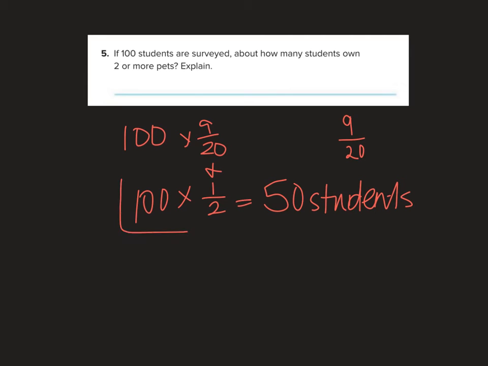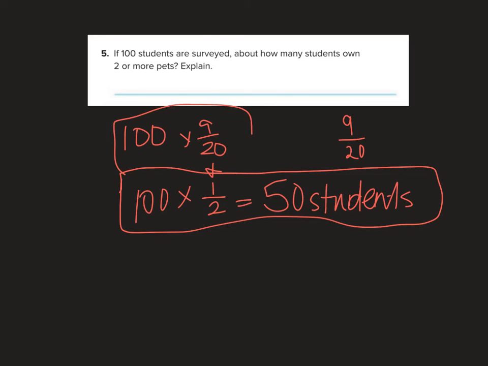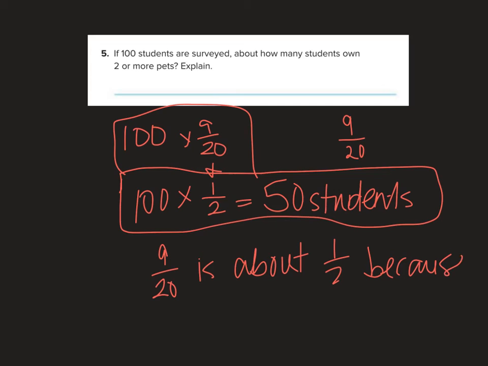Explain. I showed my work, and it is beautiful. Well, really, this is part of my work, too, because I'm showing how I'm taking 9/20 and showing that it's about 1/2. Okay? All right. I suppose a better answer would be to write in here 9/20 is about 1/2 because 10/20 is 1/2.